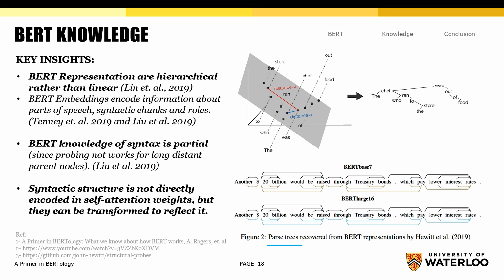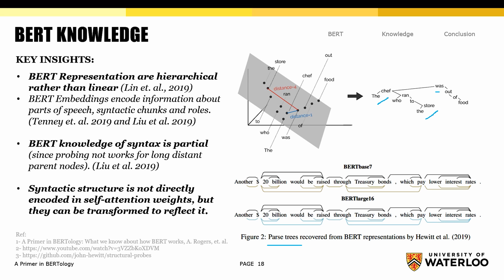Let's say we have the sentence, the chef who ran to the store was out of food. If you consider this as a sentence, you will see that the "was" comes right after the store, and is closer to the store than the chef. But even if you're not so familiar with the English language, you can guess whether it is the store or the chef that was out of food. If you just consider that the "was" is closer to the store, then you will conclude that the store was out of food.